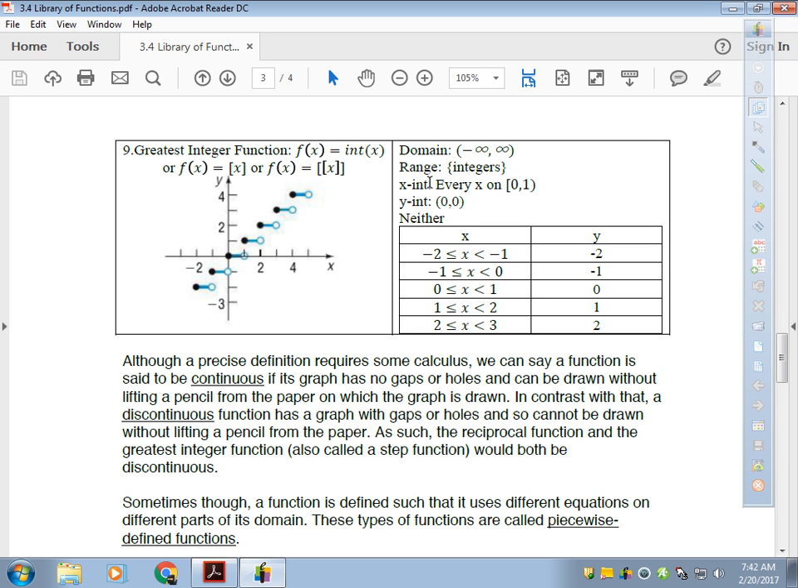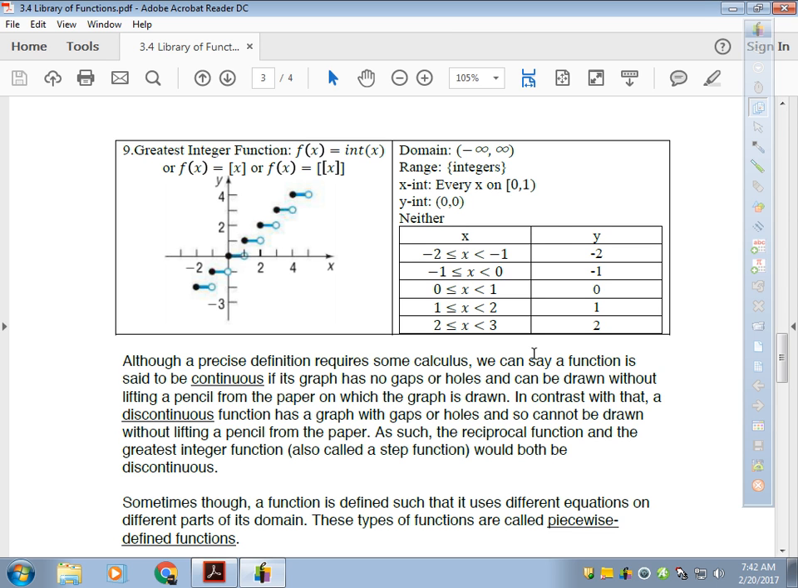X-intercepts. This actually has an infinite number of x-intercepts. Every x in between 0 and 1 in this little line right here is an x-intercept. So any x's in that part, they are x-intercepts. It has a single y-intercept here at the origin at 0, 0. It is neither even nor odd because it doesn't have y-axis symmetry or origin symmetry.